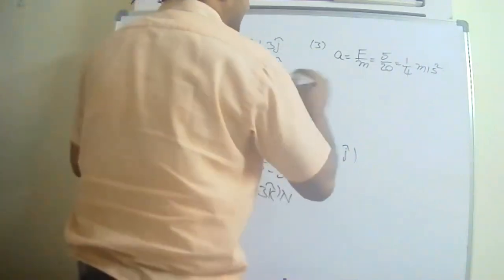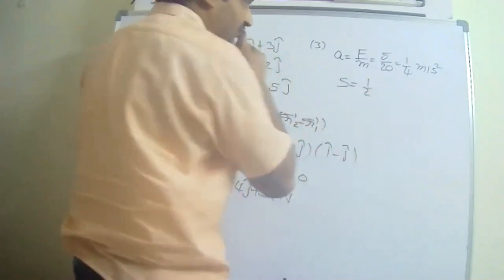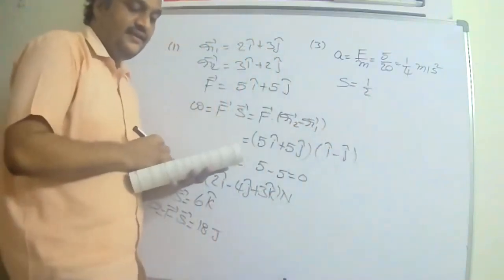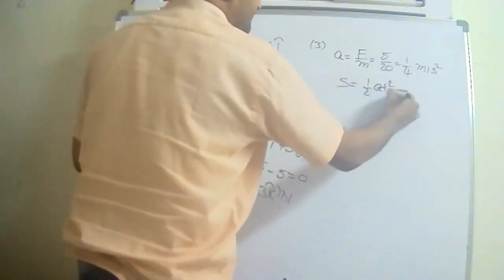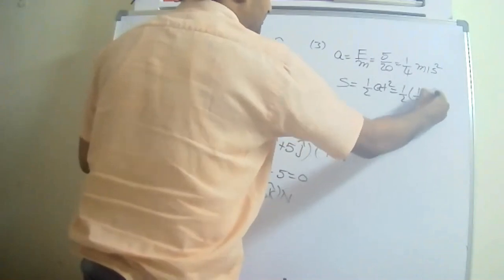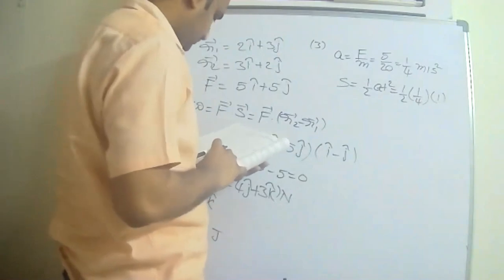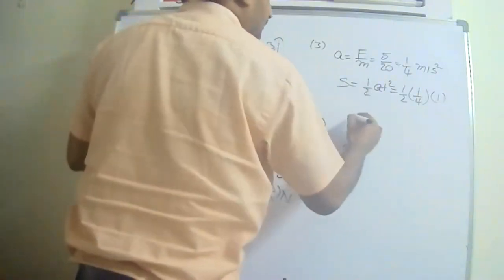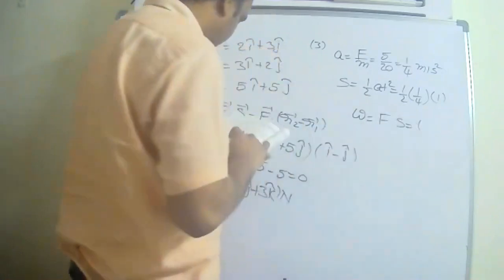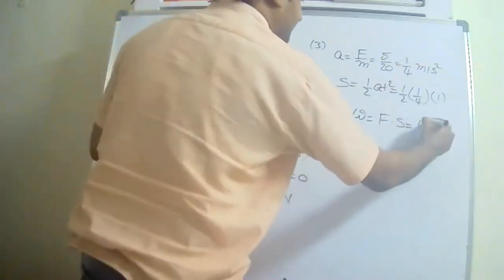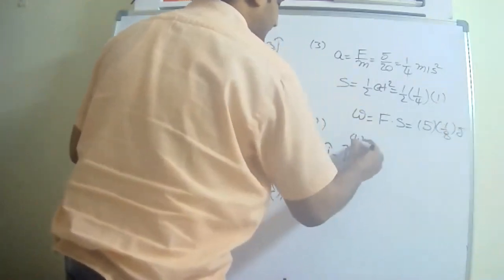Work done in first second. So displacement s is equal to ut plus half at square. Here it is starting from rest, so u is 0. So half at square, 1/2 into 1/4 into 1 square. So work done is equal to F into S. What is the force? They have given 5 newtons. So it is 5 into 1/8.